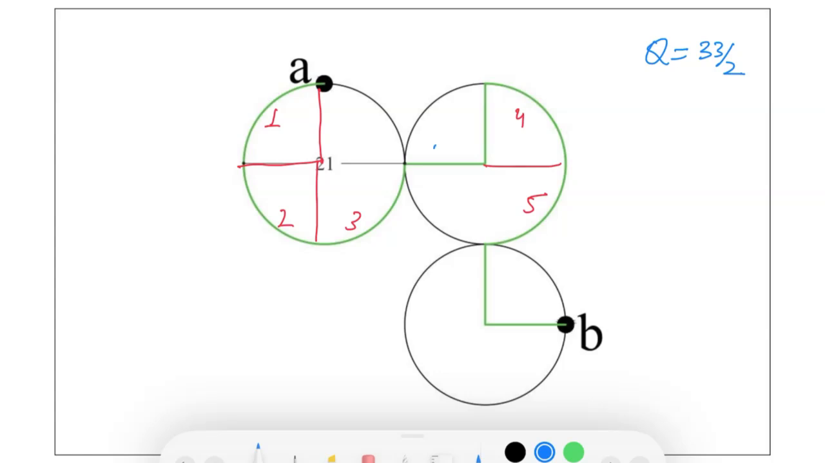If I look at radius, there is one radius, second radius, third radius, and fourth radius. What is r in this case? R is nothing but 21 by 2. So if I find the simple answer in this case, it is 5 multiplied with 33 by 2 plus 4 multiplied with 21 by 2.